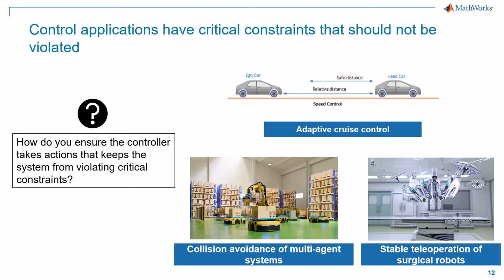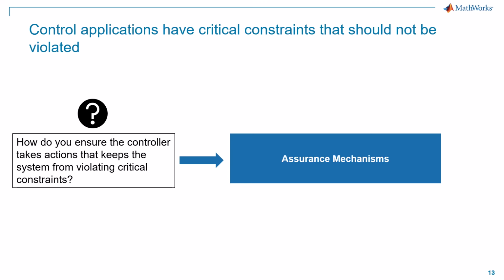Now, there are some controllers such as model predictive control that allow you to encode constraints during the design. But general controllers like PID or LQR controllers do not have this intrinsic ability to handle constraints. So to manage these scenarios, today we'll be using assurance mechanisms.